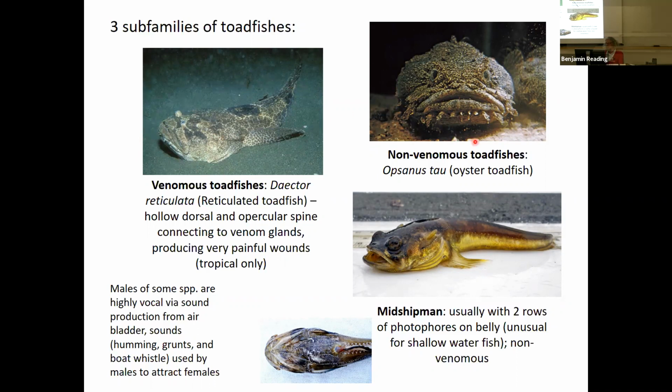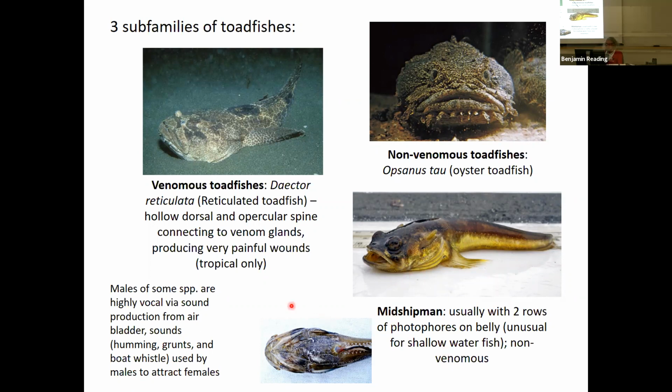Here's the Opsanus tau, the oyster toadfish. Again, these kind of features here on the chin. You call them barbels. They're really more of it helps with the camouflage. Here's the midshipman, usually has 2 rows of photophores along the belly. So these things can actually glow in the dark. They're phosphorescent.